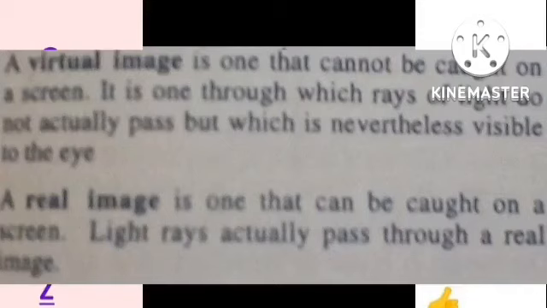Now, the reflection of light can occur on a plane mirror. A plane mirror is a kind of mirror that you often use to look at your reflection. And there are different properties of the images that are formed when you look at a plane mirror.